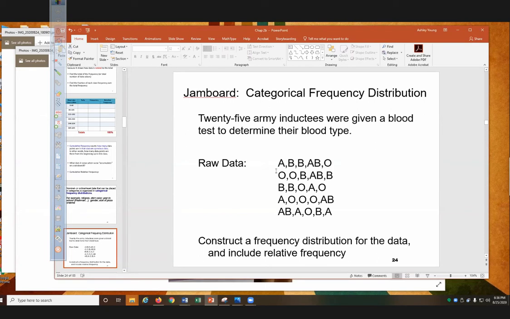Okay, so here's our data. So this is, one guy had type A blood, another guy had type B, type AB, and type O. Keep going, on the bottom.